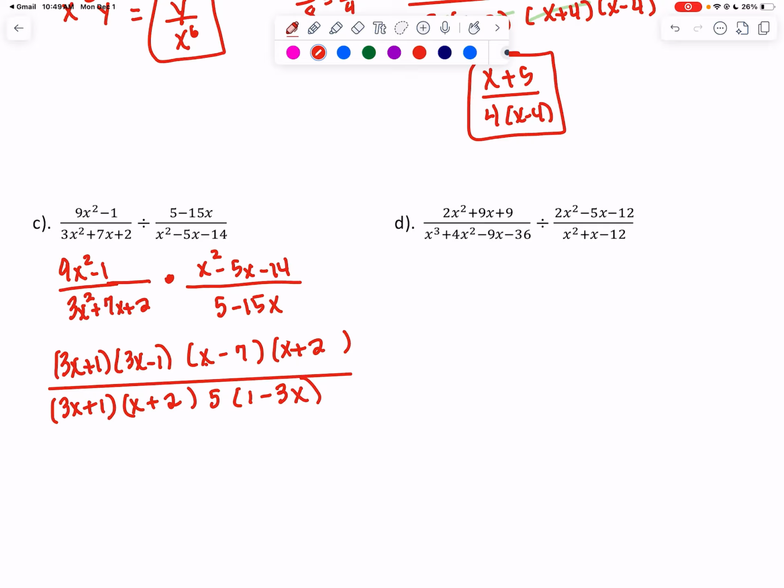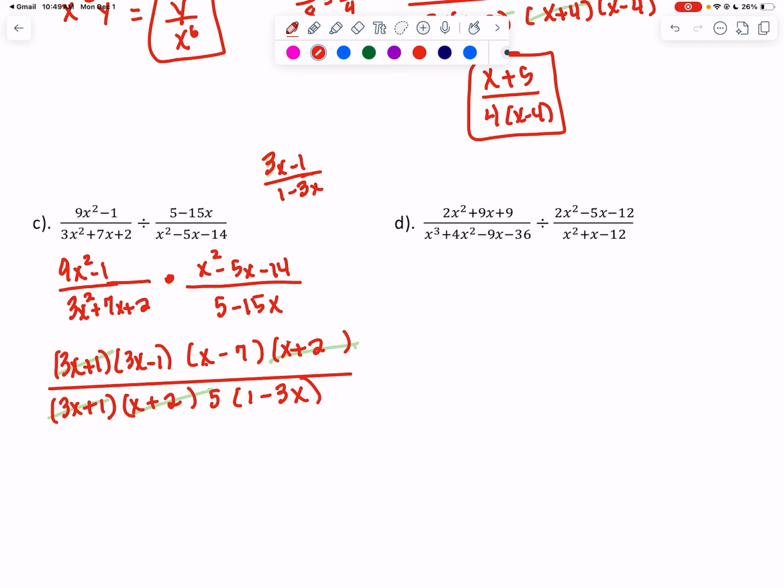All right, so let's look for our common factors now. 3x plus 1 will cancel. x plus 2 will cancel with the x plus 2. Now, there's something specific I want you to notice here. We have, let me use a pen, 3x minus 1 over 1 minus 3x.